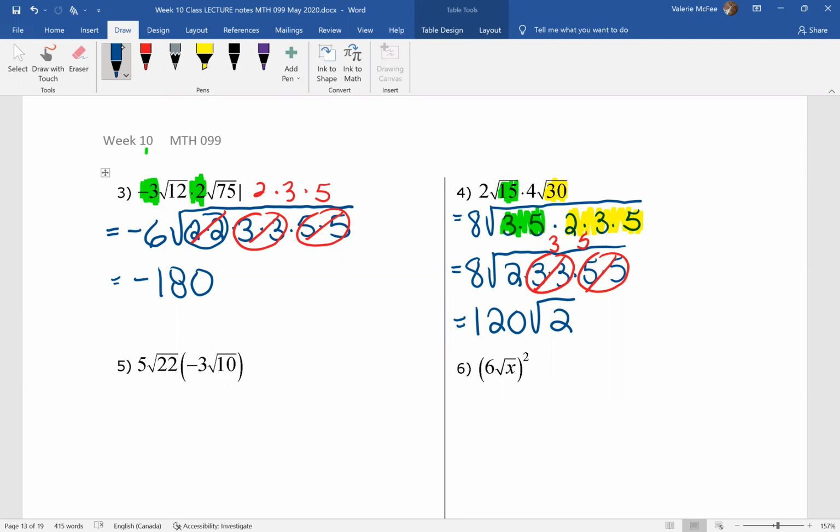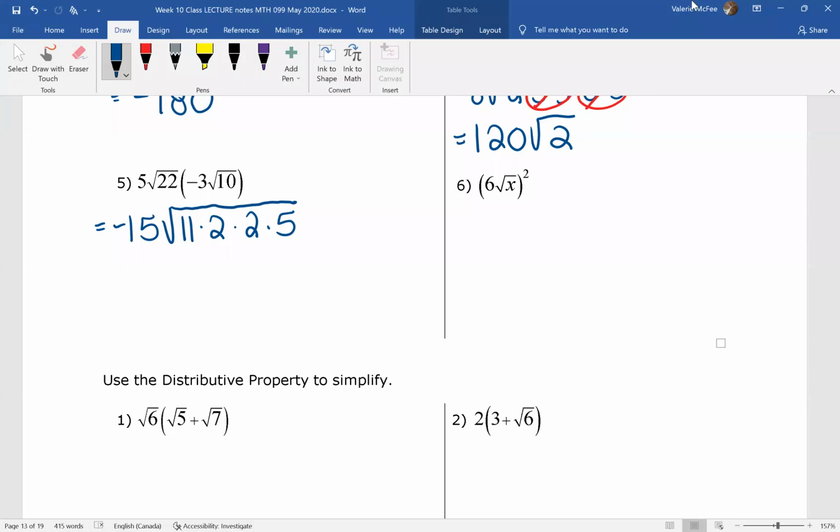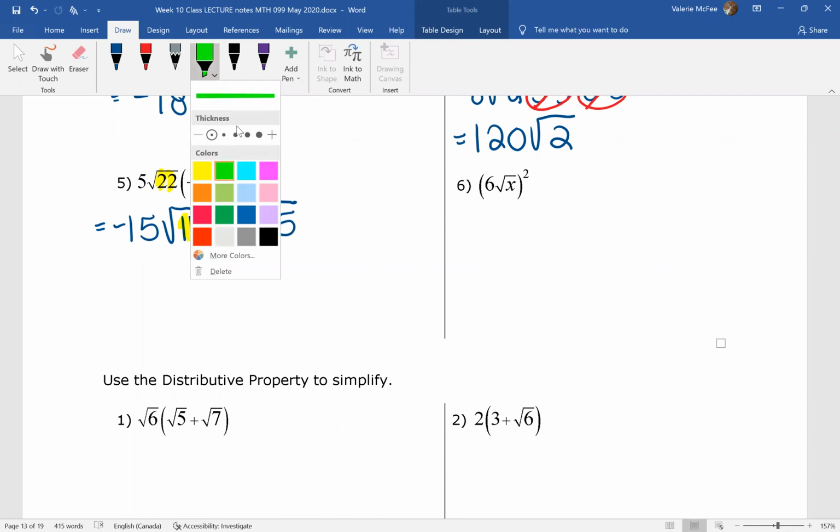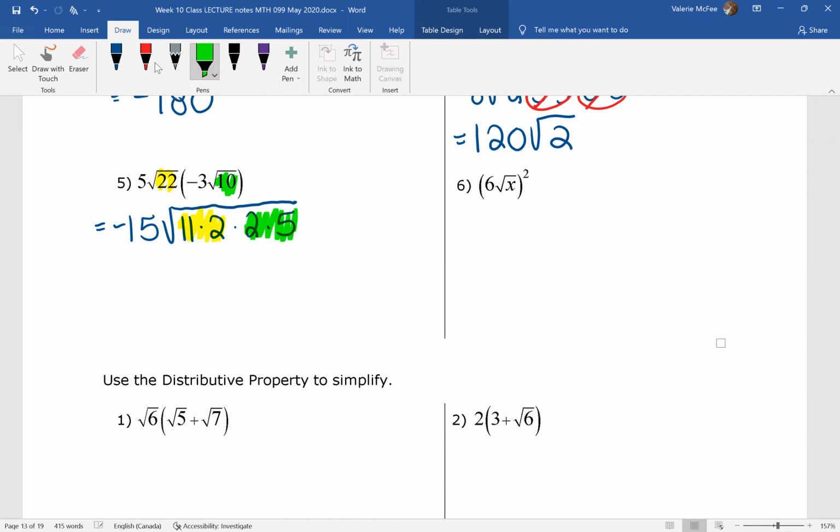Pause your video, try questions 3 and 6. Did you remember that this is multiplication? 5 multiplying -3 gives me -15. I prime factored 22. I prime factored 10. Now I see that there are 2 factors of 2 that I can take out. 2 times -15, -30, leaving 11 times 5, or the square root of 55.